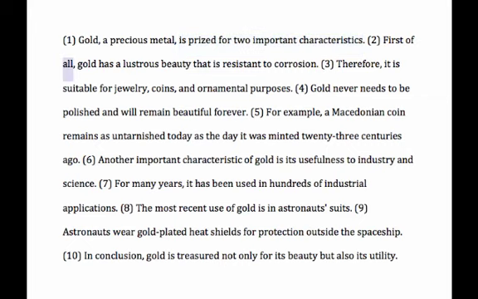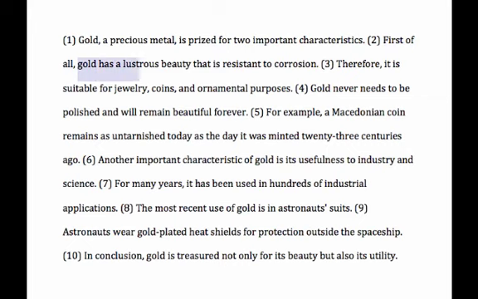In sentence 2, the first thing that you see is this transition signal, first of all. And this also has a useful function. It tells the reader that we're moving straight from the topic sentence into the first important characteristic. If it wasn't there, the reader might think we were going to provide some more introductory information or some background information or do something else. But by putting it there, we tell the reader we're moving directly to the first characteristic.